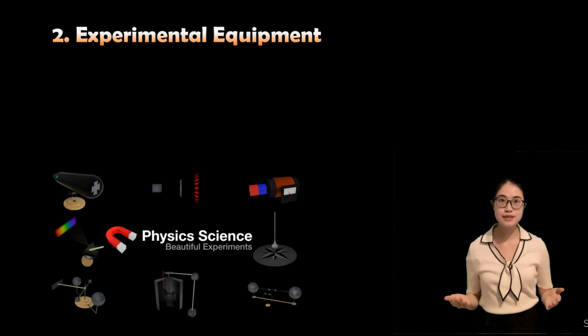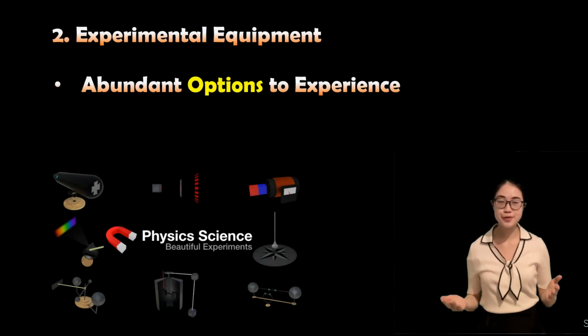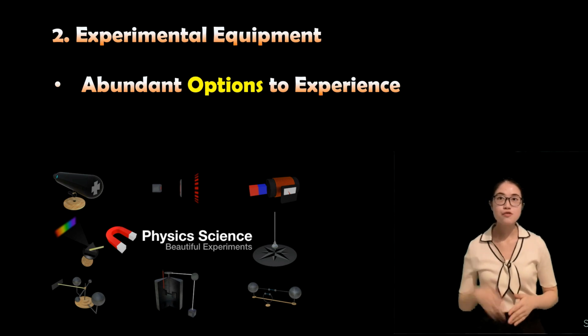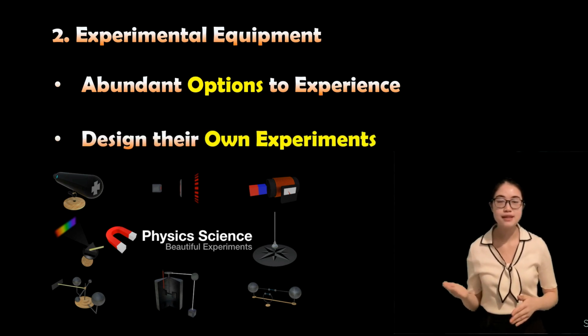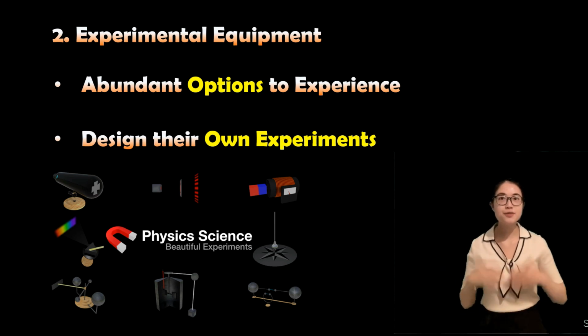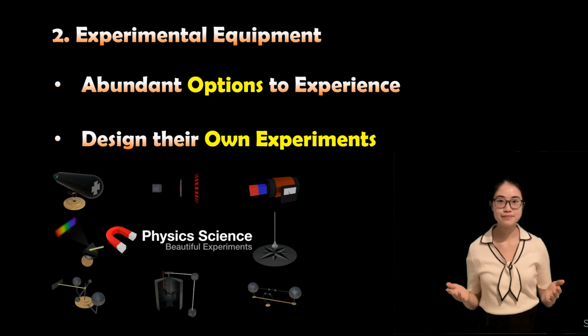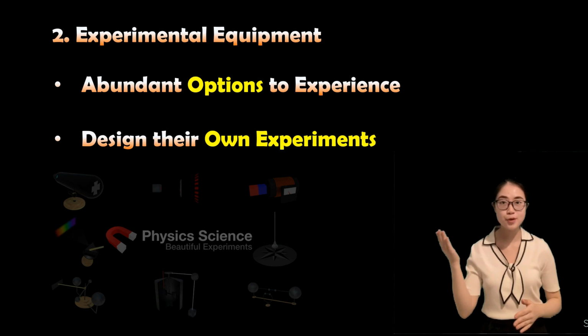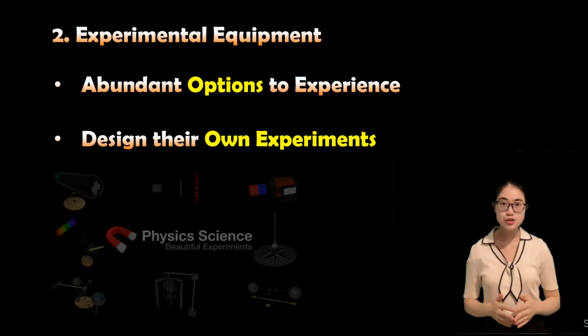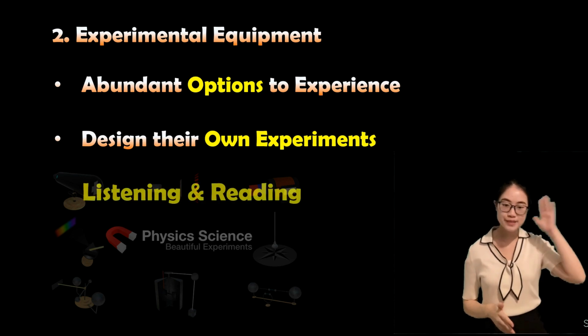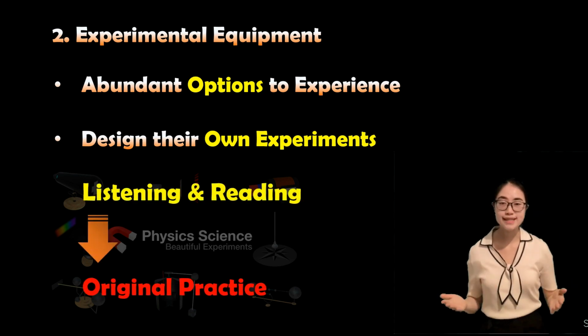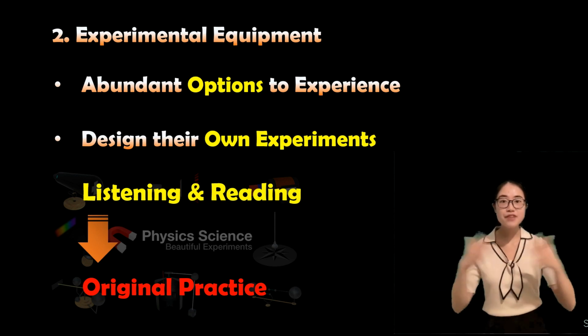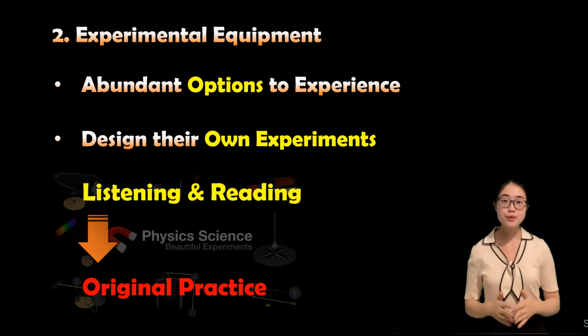Our next step is providing a variety of experimental equipment to give them abundant options to experience. Also, for those who are able to design their own experiments, let them do it, to create their personal and vivid experiences. This is not just about improving the basic experimental skills, but a returning of our learning, from listening and reading to the original practice in our earliest development stages, by trying everything and getting feedback over and over again to build our new experiences.